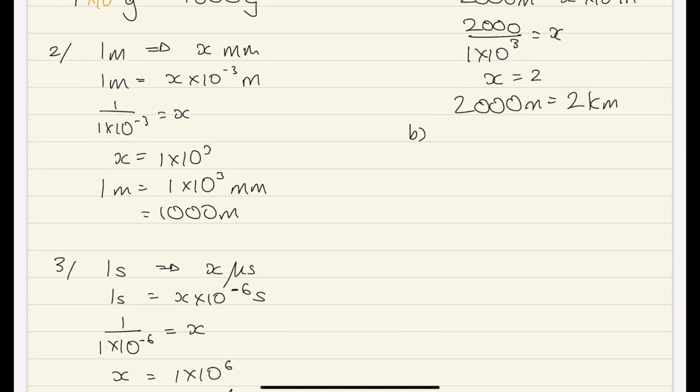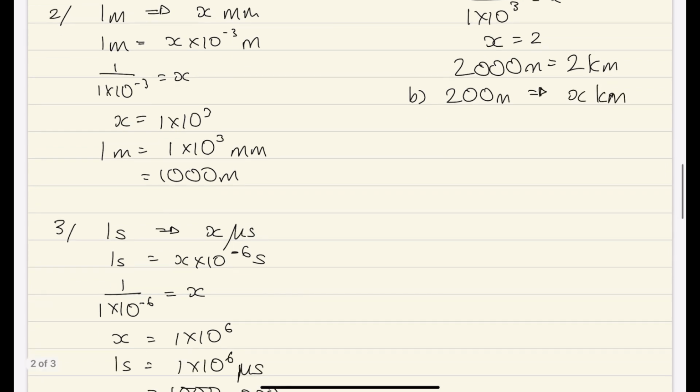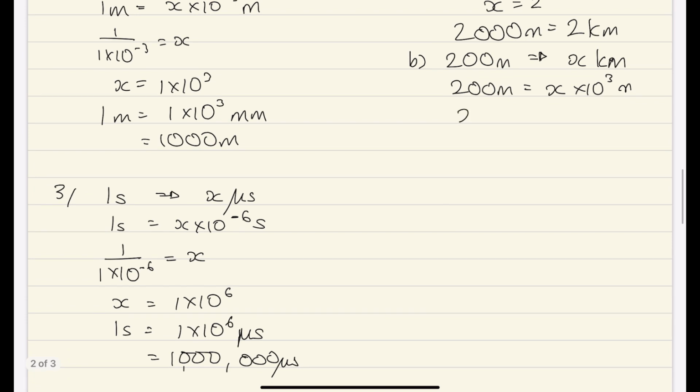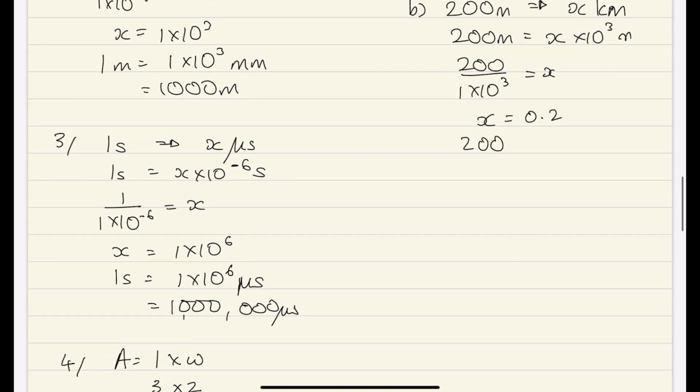The second part of the question is asking for 200 meters. Again, into kilometers, do exactly the same thing. So 1 kilometer is 1 times 10 to the power of 3 meters. 200 over 1 times 10 to the power of 3 is x. X is 0.2, and so 200 meters is 0.2 kilometers.